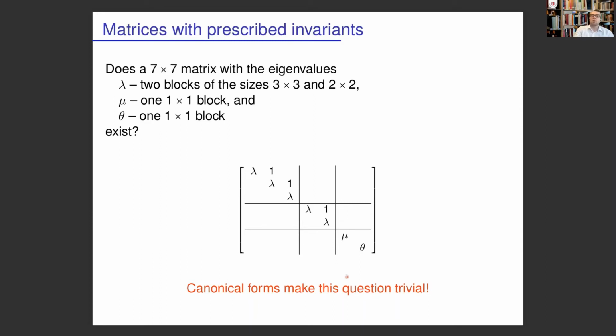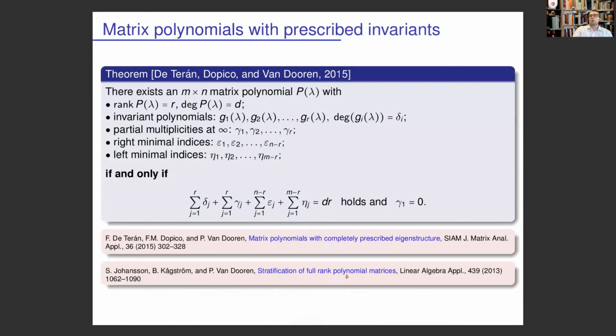So if I give you a list of invariants like eigenvalues, their multiplicities, as well as left and right minimal indices, to say that a polynomial with this set of invariants exists is a very nontrivial question. It was answered only in 2015 by Dmytryshyn and Dopico, and it resulted in the following theorem.